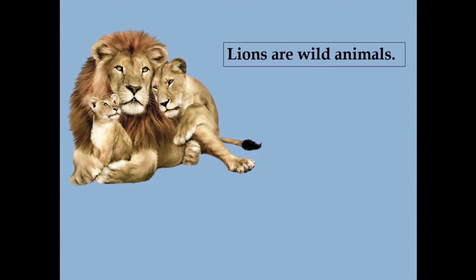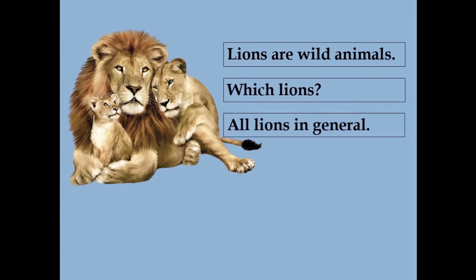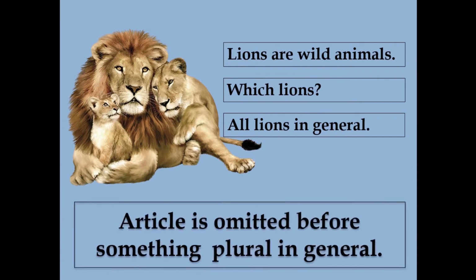Lions are wild animals. So which lions? Or lions in general? That means all the lions of the world. So article is omitted before something plural in general. That is, all the lions of the world are wild.